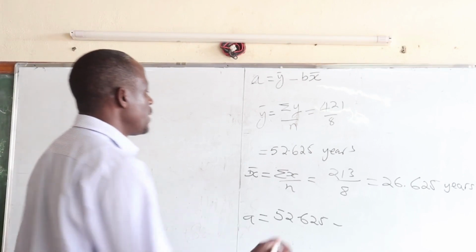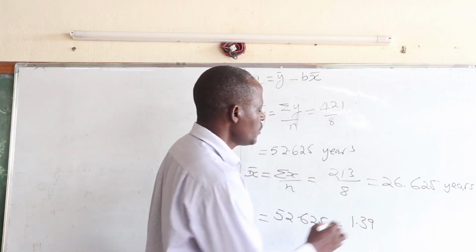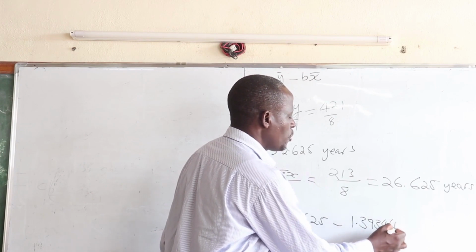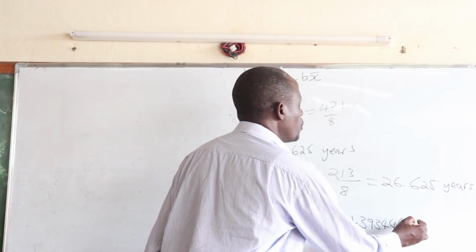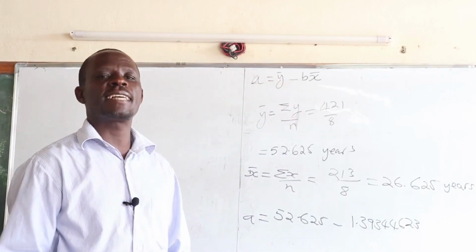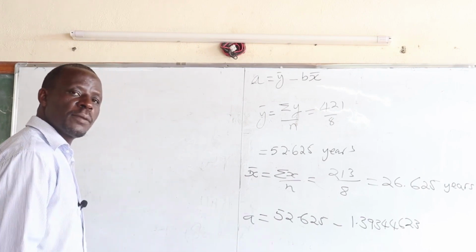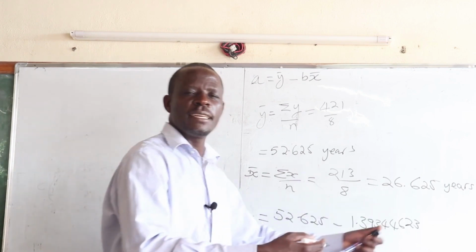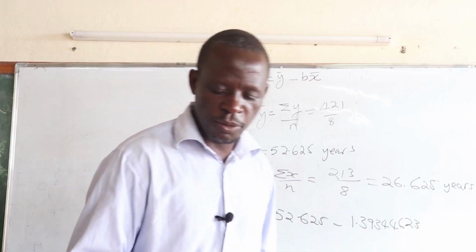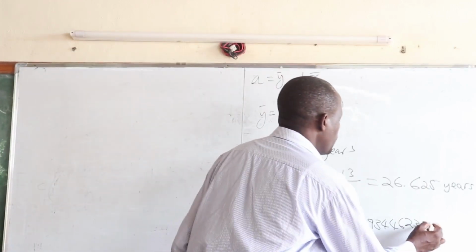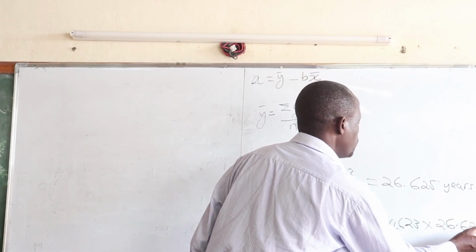From the calculations that we have made, we found that our B was 1.393446. Of course, there are several other numbers, but for the sake of calculations, make sure that you put as many decimal places as possible when you are calculating, and then you round off at the end. Remember, we rounded off to 2 decimal places, but when you are calculating, use a larger number of decimal places so that you are not far from the true value by a bigger margin. So this one is multiplied by x bar, which in this case is 26.625 years.